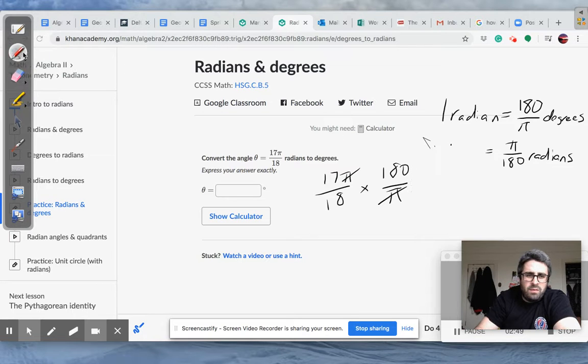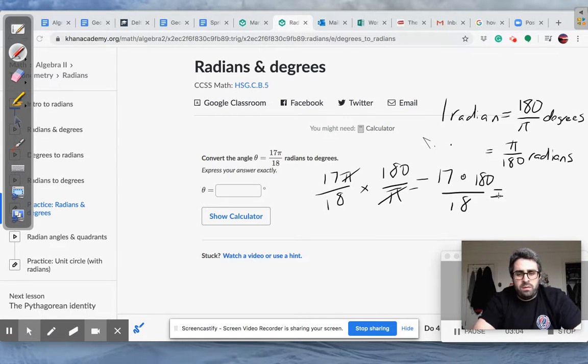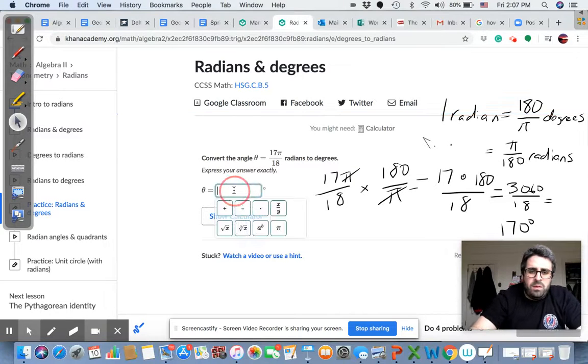So then we're left with 17 times 180 over 18. So I'm going to get my calculator because I don't know this in my head. So 17 times 180 is 3,060. And that's over 18, which gives you about 170 degrees. So my answer that I'm going to put in is 170.